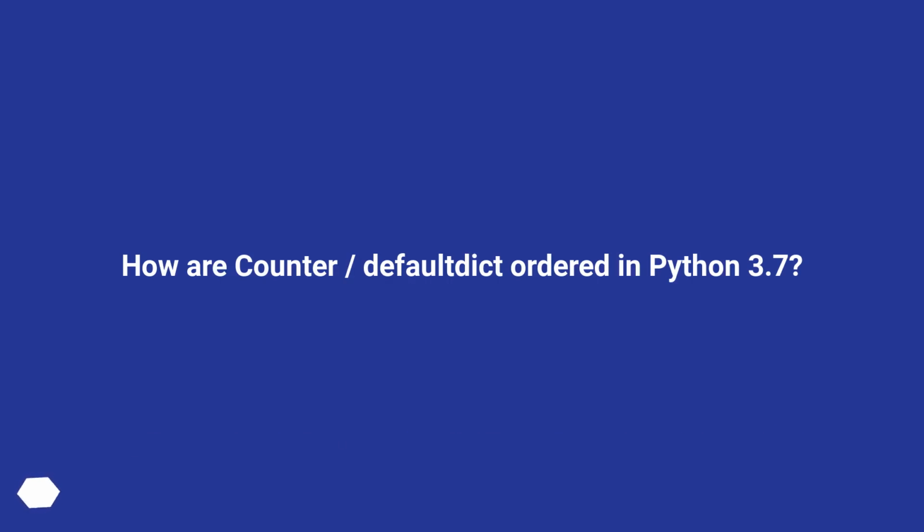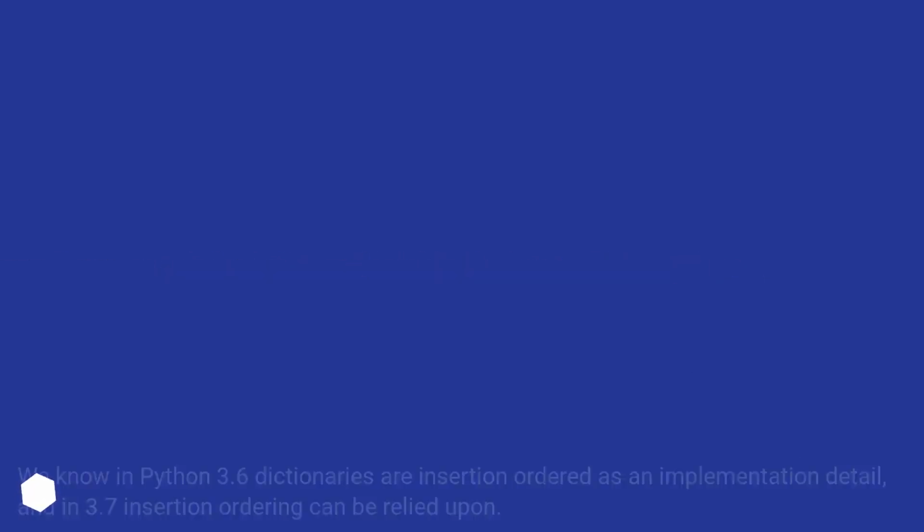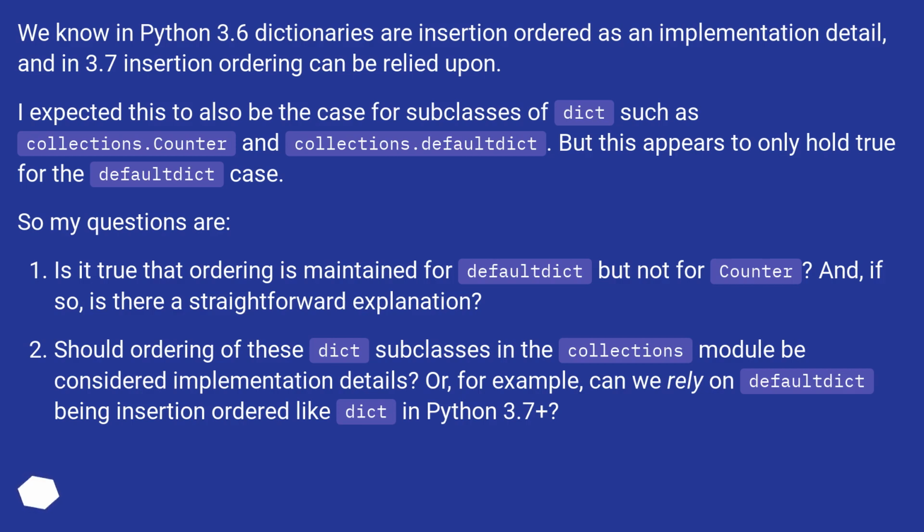How are counter, defaultdict ordered in Python 3.7? We know in Python 3.6 dictionaries are insertion ordered as an implementation detail, and in 3.7 insertion ordering can be relied upon. I expected this to also be the case for subclasses of dict such as collections.Counter and collections.defaultdict.